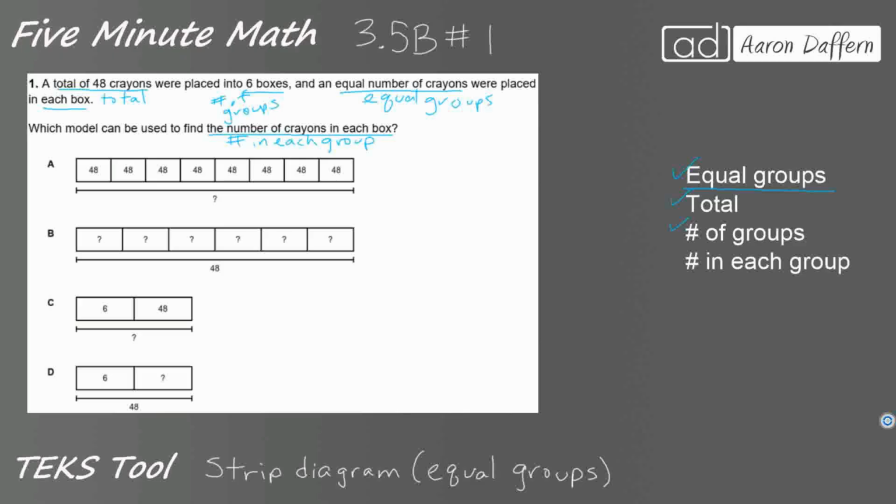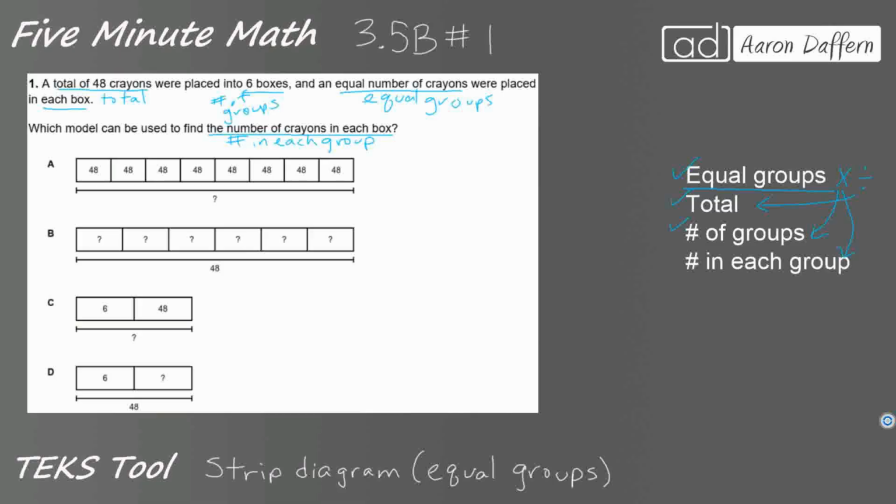Now, when we are dealing with equal groups, we're dealing with multiplication and division. If they give you the total, that means we are going to be using division. If we're writing an equation, you can get both out of a strip diagram. If they give you the number of groups or the number in each group and you're looking for the total, that means we are looking with multiplication. So in this case, let's draw a strip diagram because our answer needs to be a strip diagram.